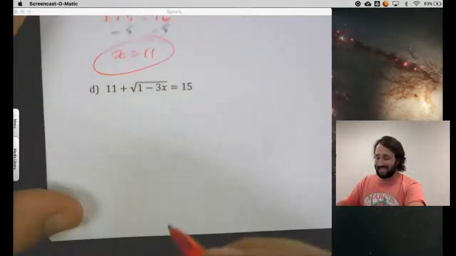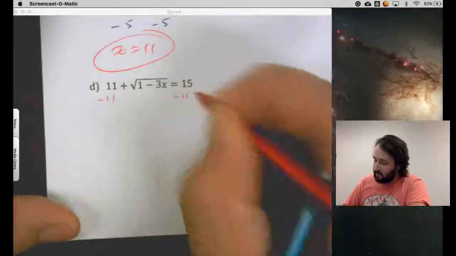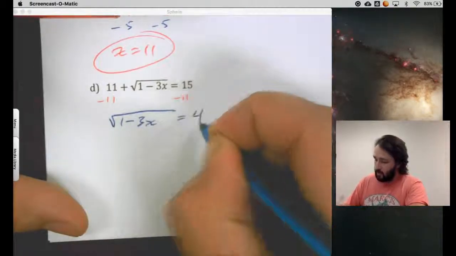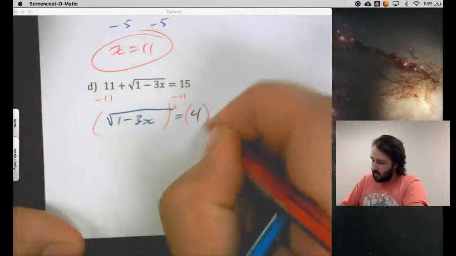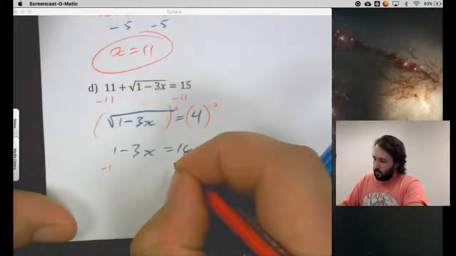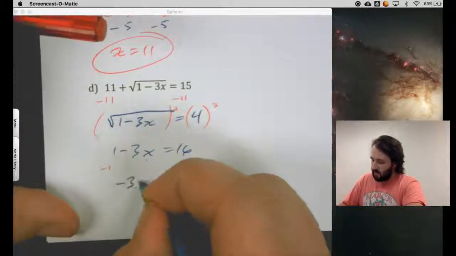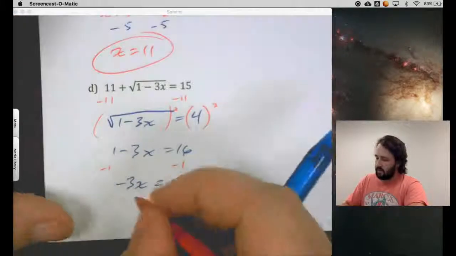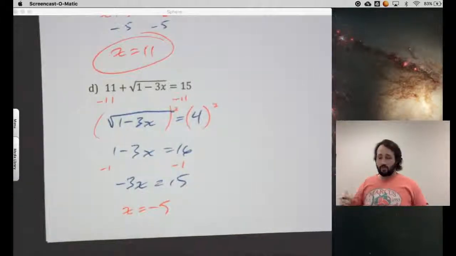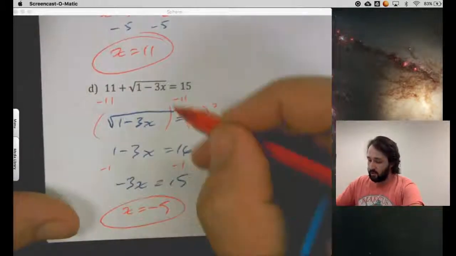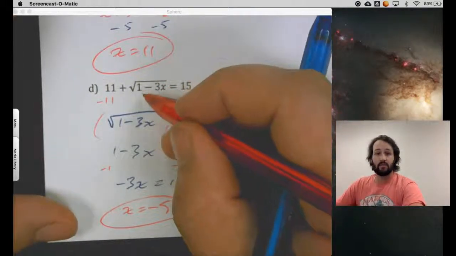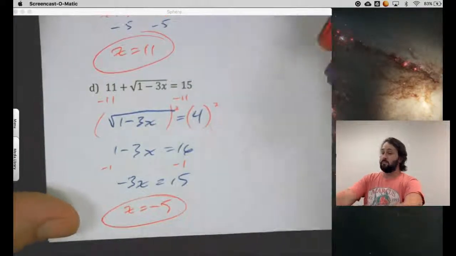So minus 11, minus 11. Now I have square root of 1 minus 3x equals 4. Then if I square both sides to get rid of that square root, I have 1 minus 3x equals 16. And then I'm going to subtract the 1. So I have negative 3x, make sure you pull that negative down, equals 15. Then divide by negative 3. So x equals negative 5. Again, check your solution. Does negative 5 actually work? If I have negative 3 times negative 5, that gives me positive 15. Plus 1 is positive 16, so that's a positive square root, so I'm good to go there.